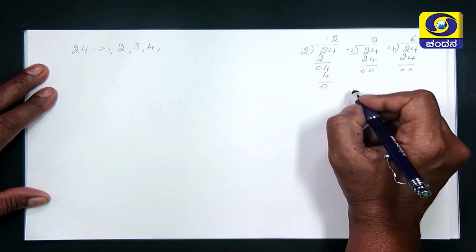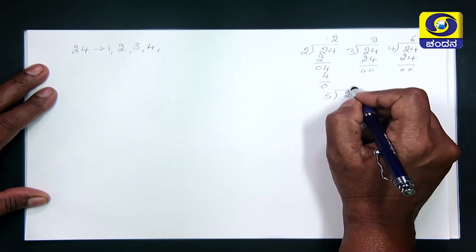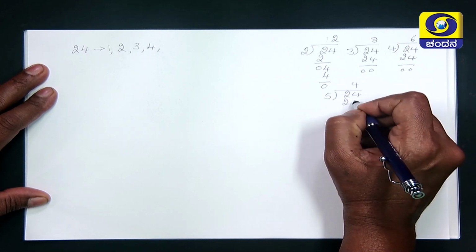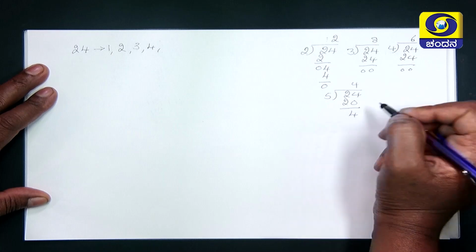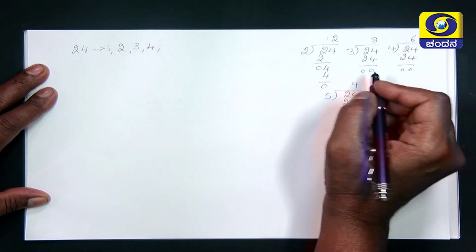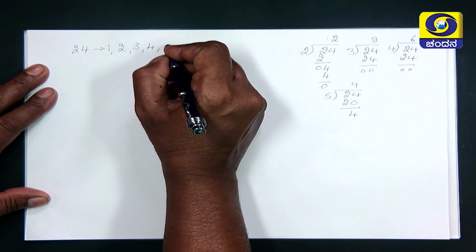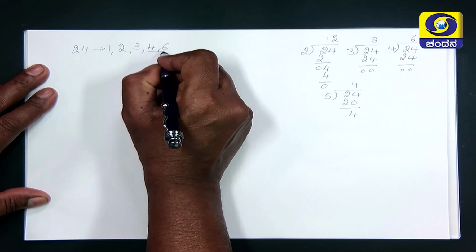Next is 5. 24 divided by 5, 5 fours are 20, remainder 4. As there is remainder, we can't write 5 here. Next 6, yes, 6 we can see, we divided, 4 sixes are 24, we can write 6 here. We got the center number.